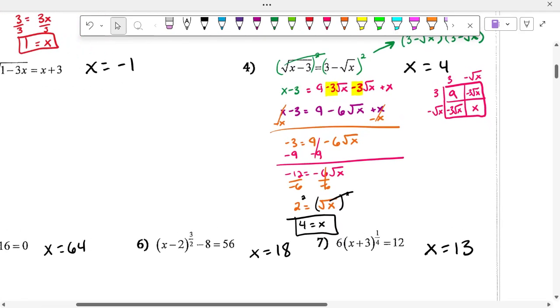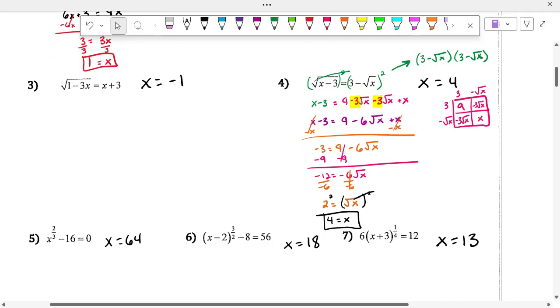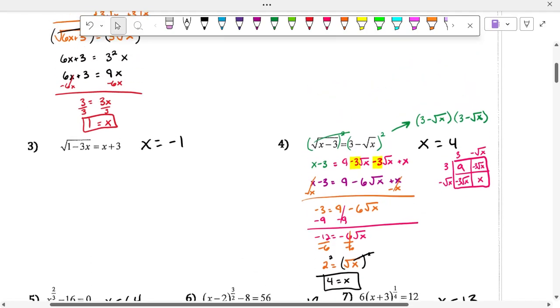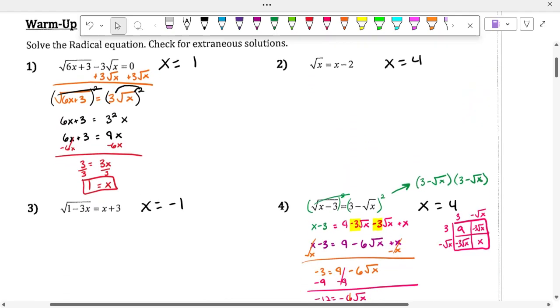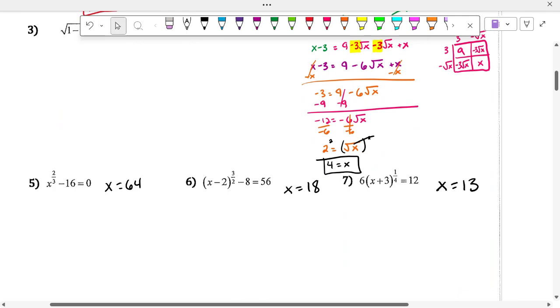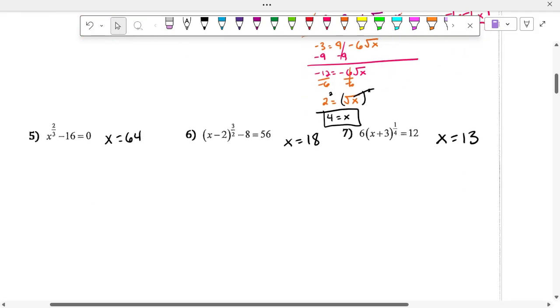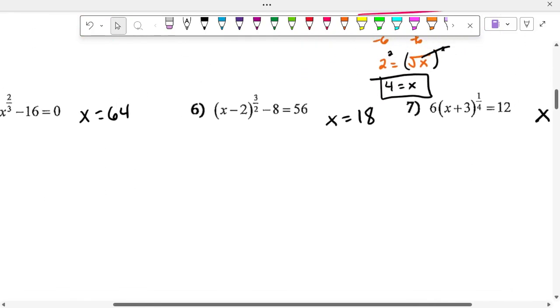Any questions? Any other questions on this? Are there any other ones you want me to do? Or do you guys want to go with the fractional exponents? Speak now, forever hold your peace. 6? All right. This is my last one. We got to move on.